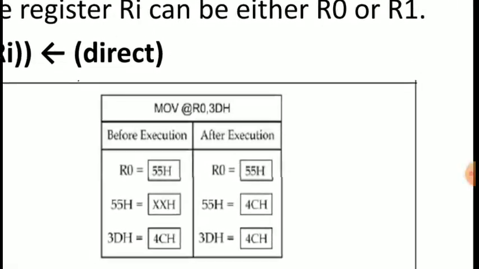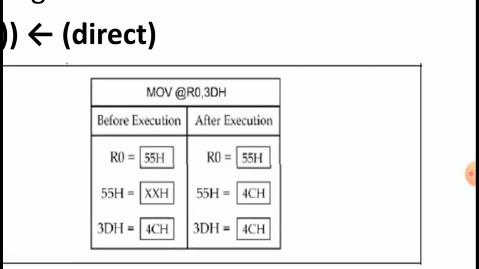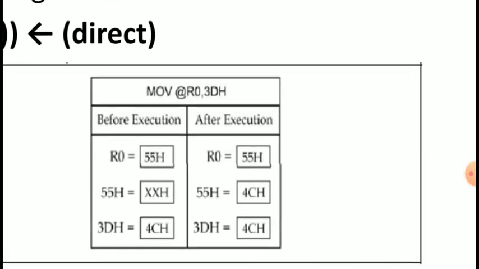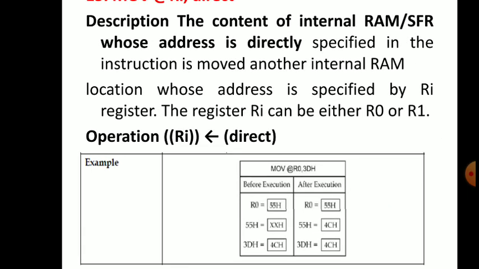So before execution, the R0 has 50H content, which is an address of the required destination, that it has some random value XXH, and 3D, it is not 30, it is 3DH. The source is a 3DH address which has some data 4CH. So the requirement is, the 4CH will be copied onto the address 55H, and R0 will have the same 55H.